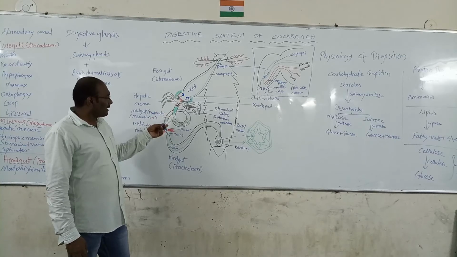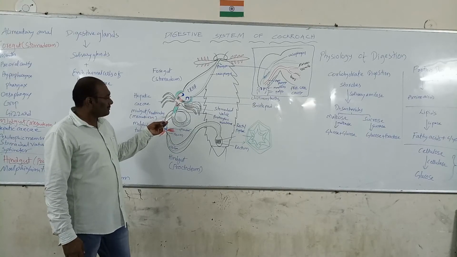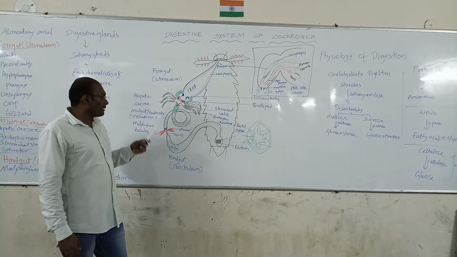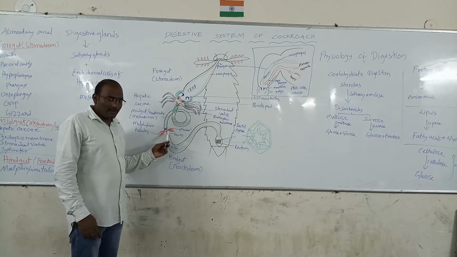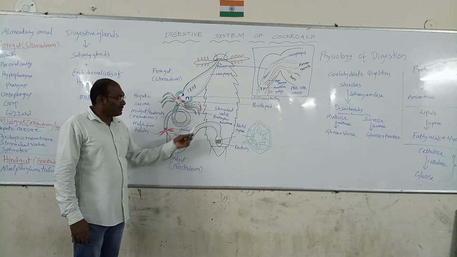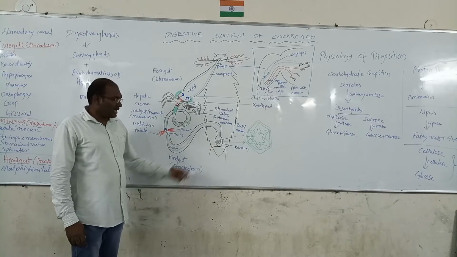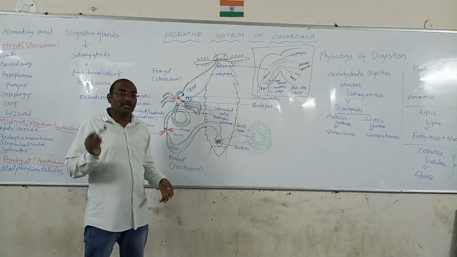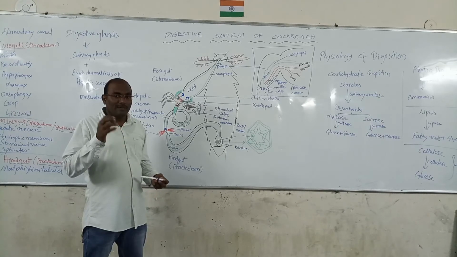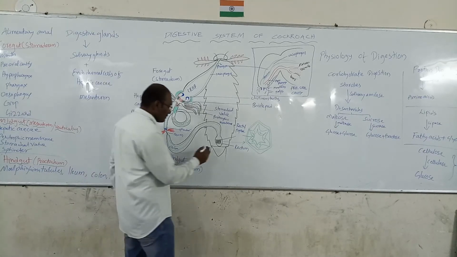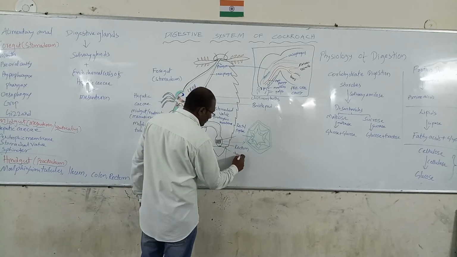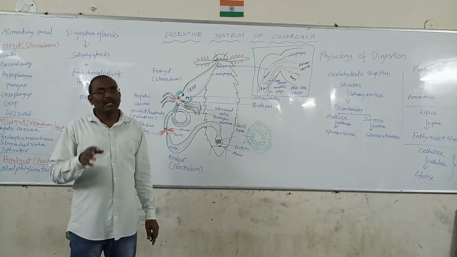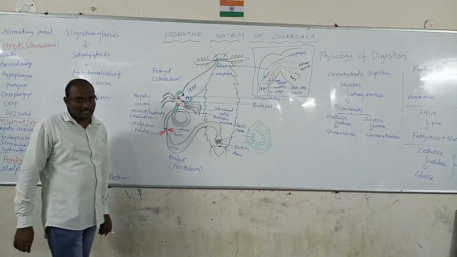Later it is churned here and digestive enzymes are secreted here. It is here that absorption takes place. Here the undigested material is sent with the opening of the sphincter. Here this is uric acid, the colon stores it, and later it is sent to the rectum. Rectal papillae absorb water. Later the undigested waste material is sent out in the form of fecal products. Okay, here the anus is present, which excretes the undigested waste material in the form of dry fecal pellets. Okay, this is the digestive system of cockroach.